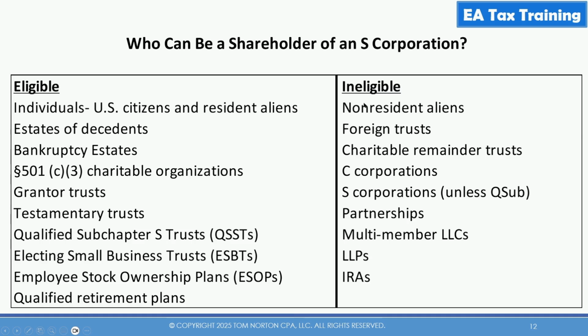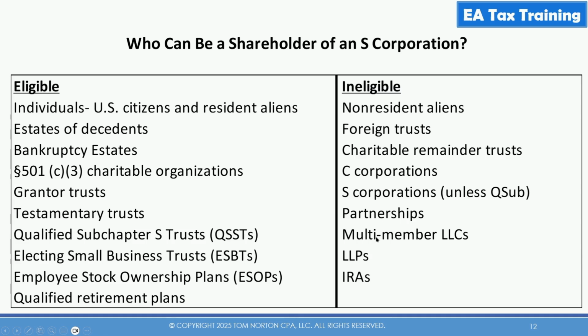So who is not eligible? Of course, non-resident aliens, foreign trusts, charitable remainder trusts, not eligible, C corporations and S corporations. So any other type of corporation cannot be a shareholder in an S corporation. There is this one exception for a Qsub that we will talk about. And then partnerships cannot be a shareholder in an S corp.